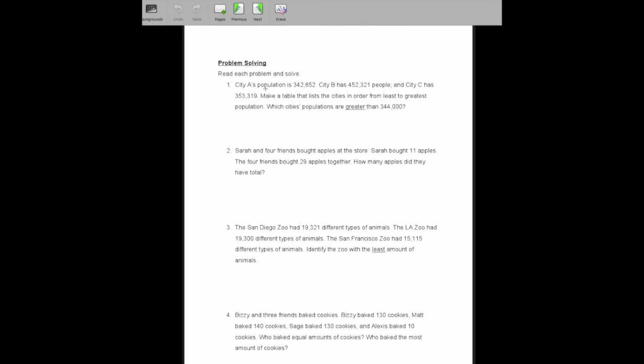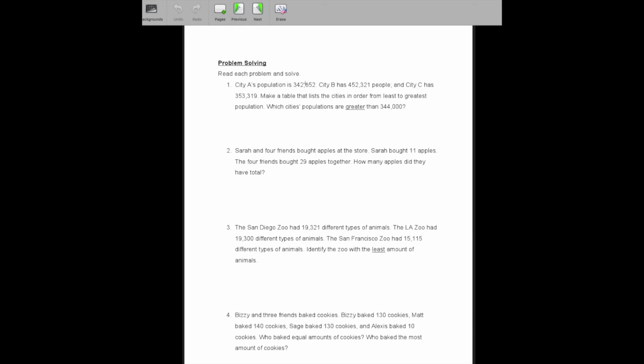City A's population is 342,652. City B has 452,321 people, and City C has 353,319. Make a table that lists the cities in order from least to greatest population. Which city's population are greater than 344,000? So it says least to greatest.